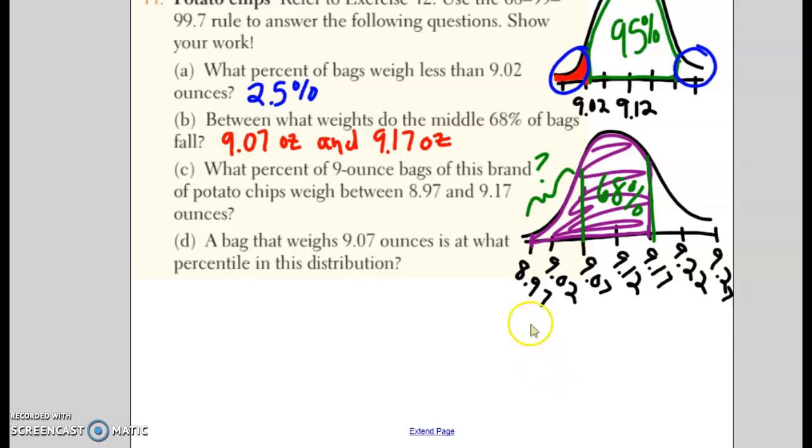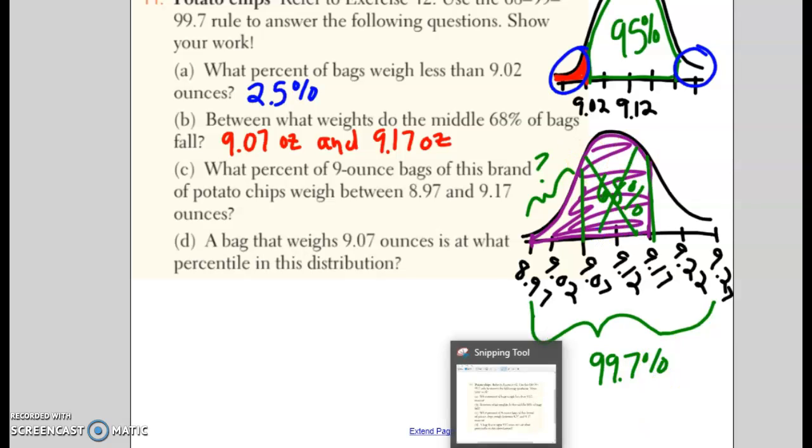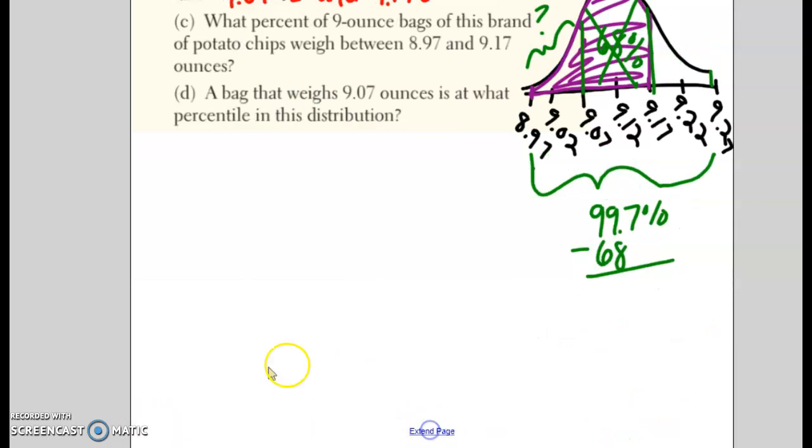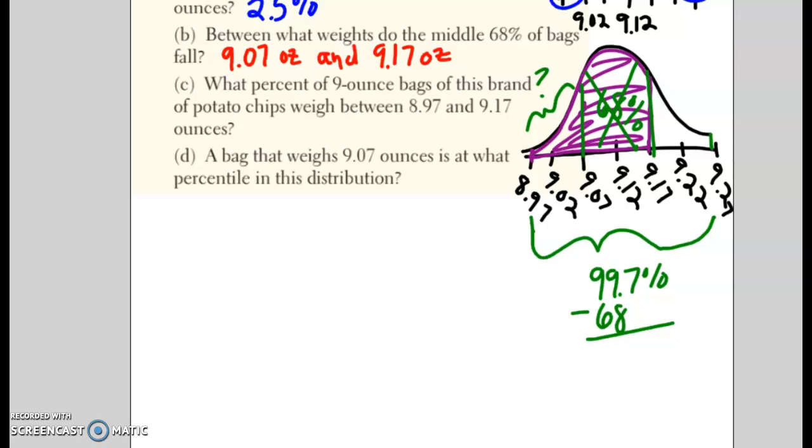So I know 68% is in the middle. I know from 8.97, sorry, to 9.27 is 99.7%. So if I subtract this 68, that's going to leave me with this question mark and the same amount on the other side. So if I do 99.7 minus 68, a little more space, that's going to give me 31.7.